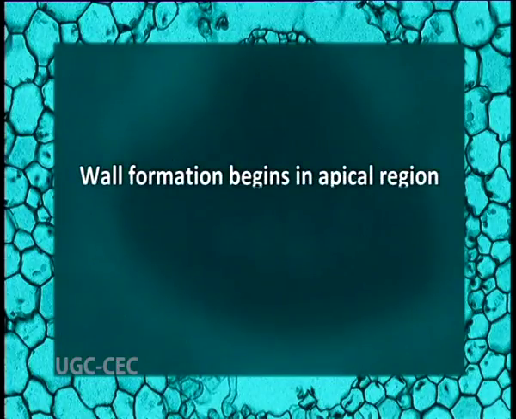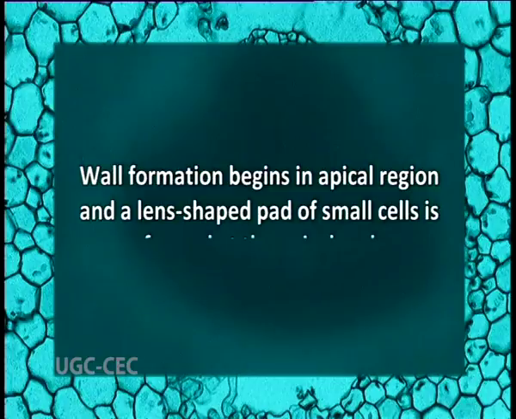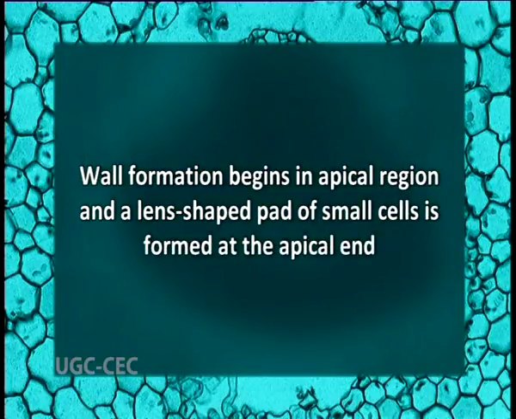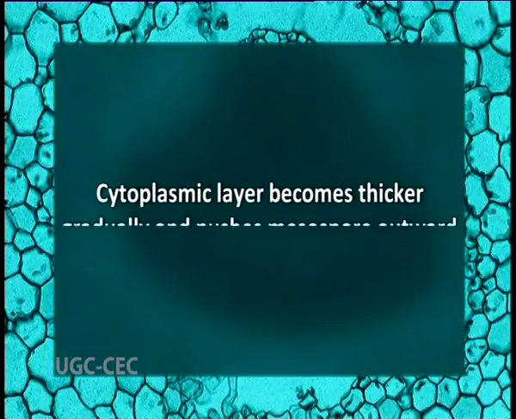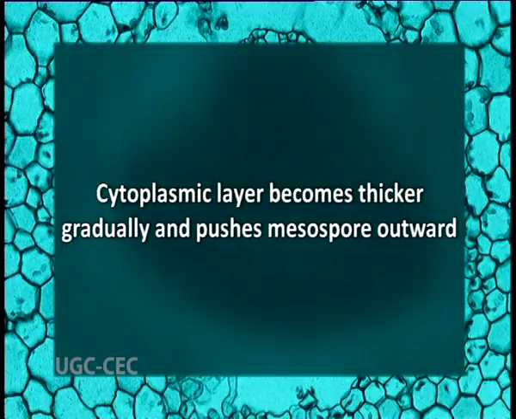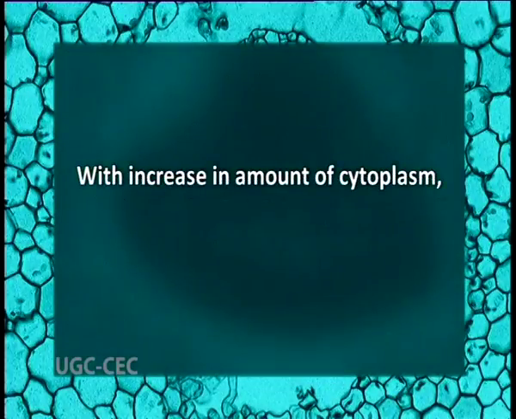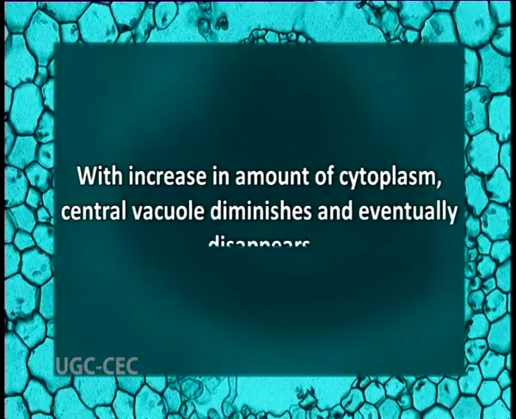Now, wall formation begins in the apical region and a lens-shaped pad of small cells is formed at the apical end. It is separated from the rest of the female gametophyte by a distinct diaphragm. The cytoplasmic layer becomes thicker gradually and pushes the mesospore outward. As a result, the mesospore again comes in contact with the exospore. With the increase in the amount of cytoplasm, the central vacuole diminishes and eventually disappears.